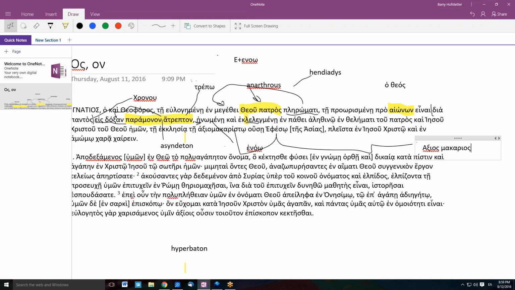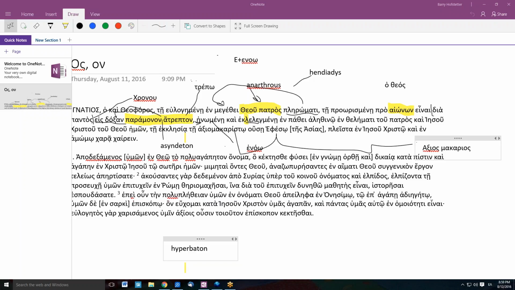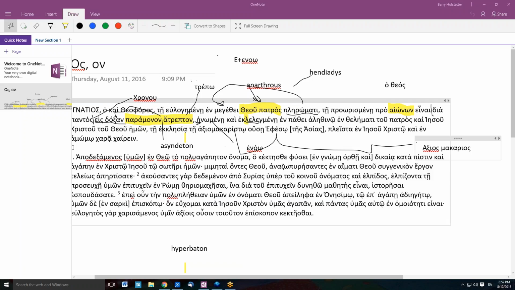And then we're getting on to our time here, but this last phrase, pleista en Jesou Christo kai en amomo chara chairein. All right, so this is actually the point, right? And so what is the key word here that we're looking for? You actually see this, speaking of James, you see this form in James in the greeting. Chairein. Yeah. All right, and that's simply a kind of infinitive form that was typical in letters and used to mean greeting.